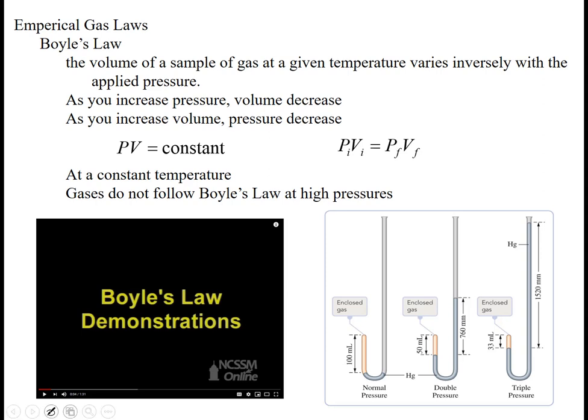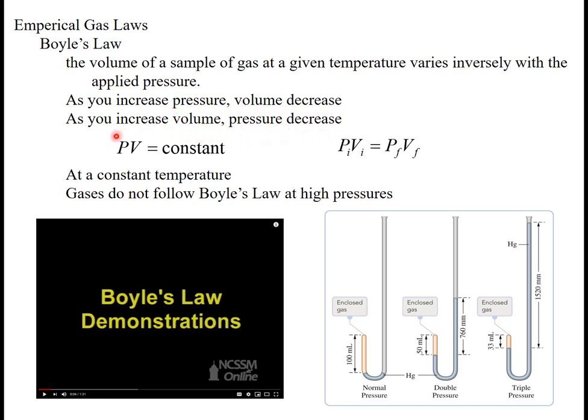That is shown over here. At my normal pressure, I have 100 milliliters. If I double the pressure, then this only becomes 50 milliliters. If I triple the pressure from the original pressure, this becomes 33, which is 1/3 of the volume. So as I increase my pressure, my volume becomes smaller. That's what inversely means. As you increase the pressure, the volume decreases, or if I increase the volume, the pressure decreases.